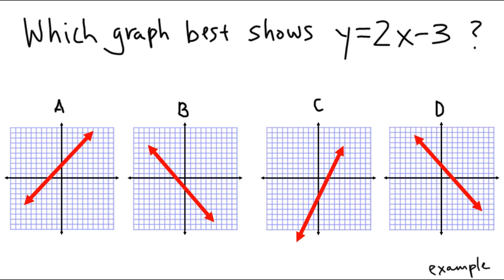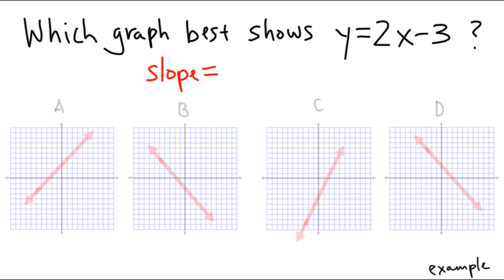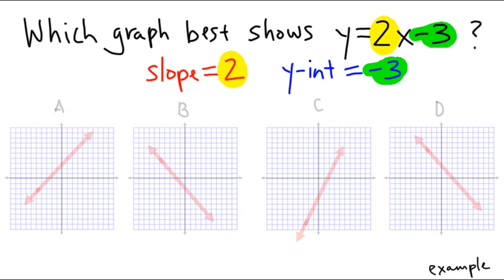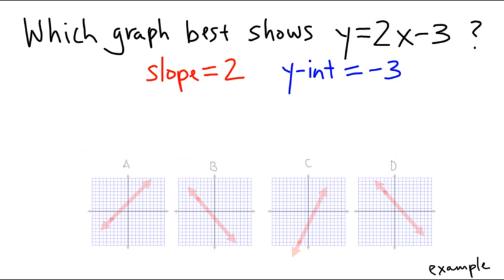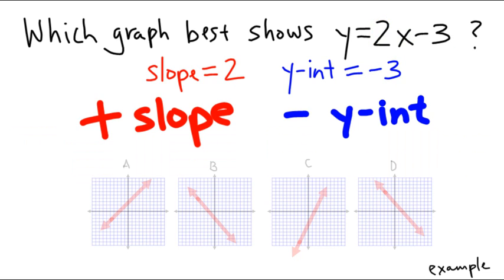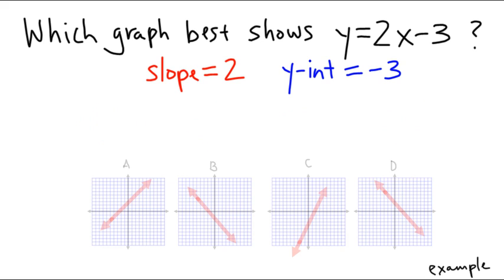So what you need to do is look at this equation, y equals 2x minus 3. The slope is 2, and that came from right there. The y-intercept is negative 3, which came from right there. Alright? So basically, with these graphs, we need to find one that has positive slope and a negative y-intercept. Maybe you can see it already.